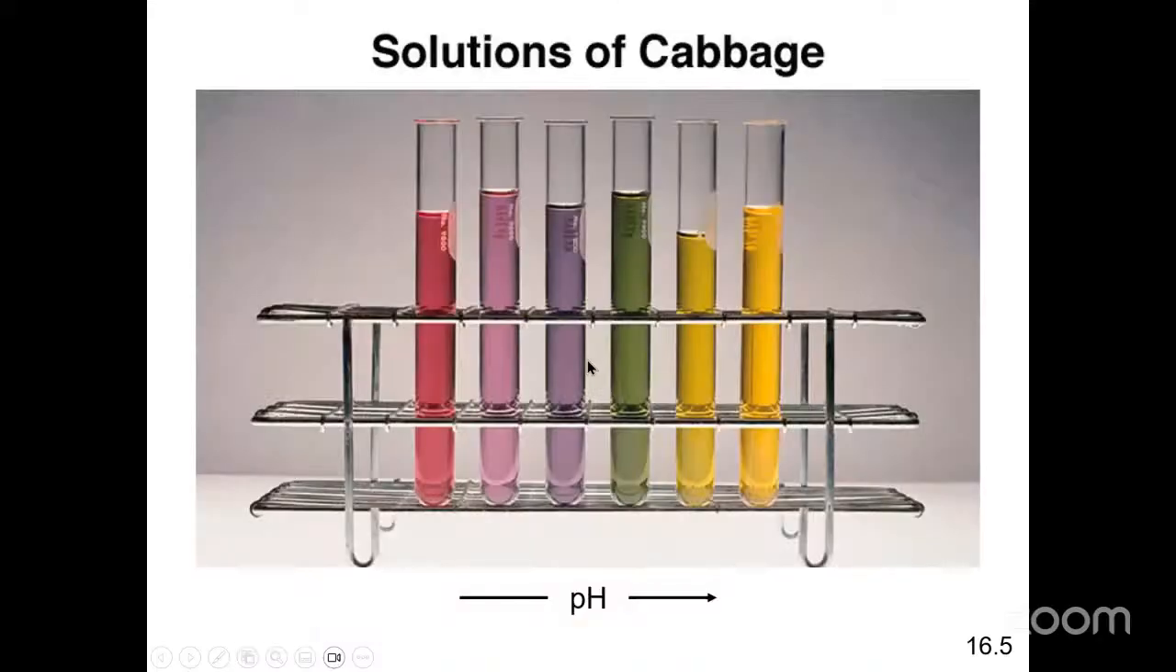So this is just a dye that has been extracted from cabbage, which can also perform the role of an indicator. As long as you know what the pH ranges are for the color transitions, you can actually use the color of the dye extracted from cabbage to tell what the pH of a particular solution is.